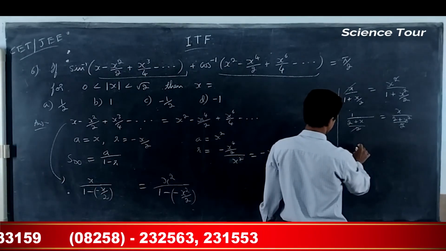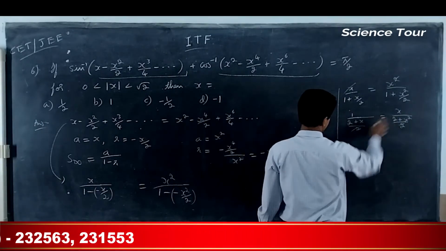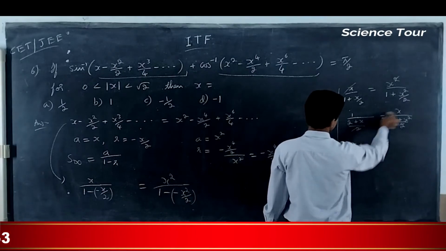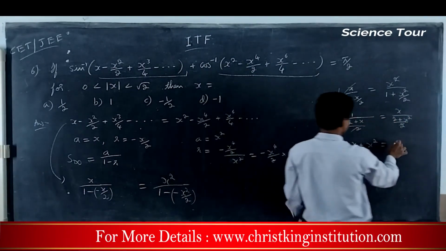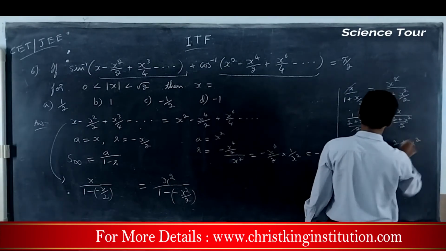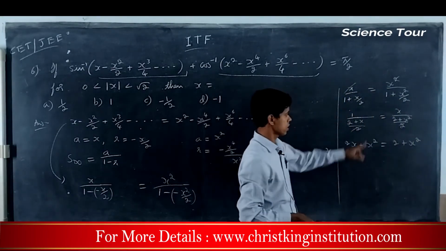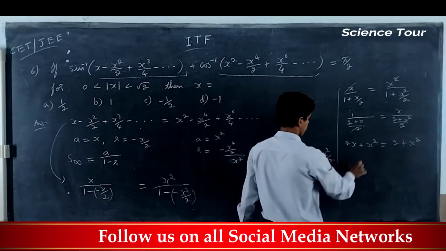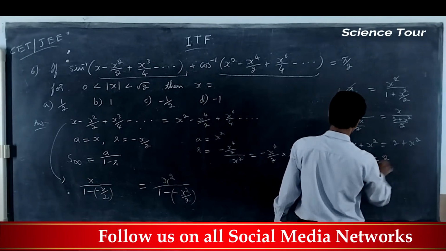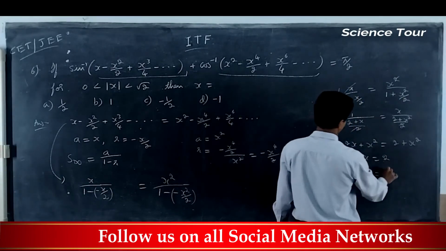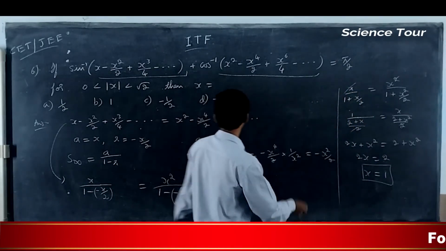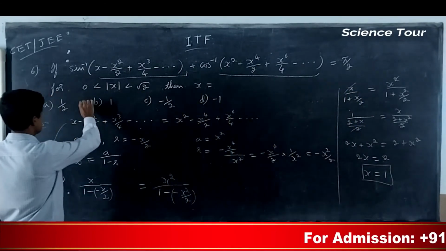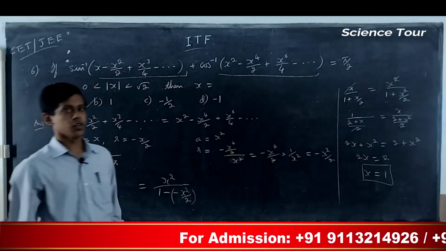When you cross multiply, 2x plus x square is equal to 2 plus x square. Once again you can cancel x square, so 2x is equal to 2, and x is equal to 2 by 2, which is 1. So 1 is the right answer for this.